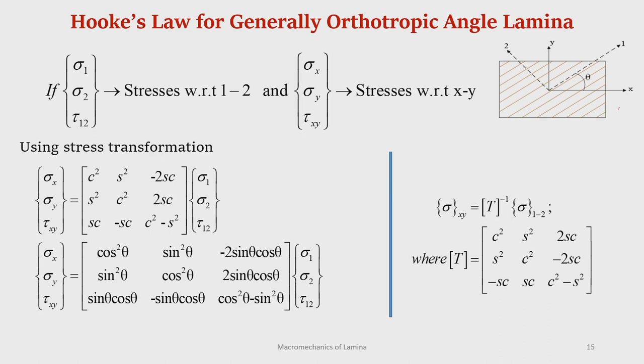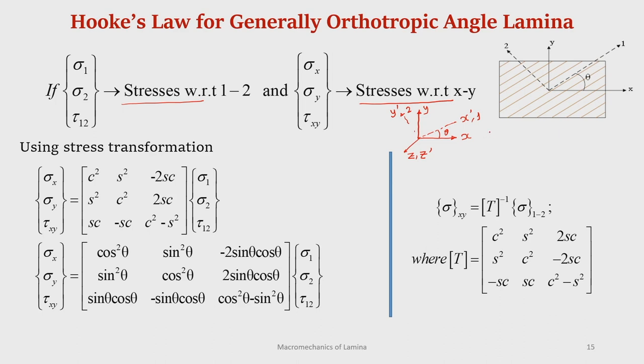sigma 1, sigma 2, tau 1 2 are the stresses with respect to the 1, 2 axis, okay, and sigma x, sigma y, tau x y are the stresses with respect to the x, y axis. So, we know that this is a rotation about the z axis. Say basically this is x, this is y, and say this is z. We rotate this x prime, y prime by theta, so that it is a rotation about the z axis. Now, in this case x prime is 1 and y prime is 2. Okay. So, we know how the stresses transform.